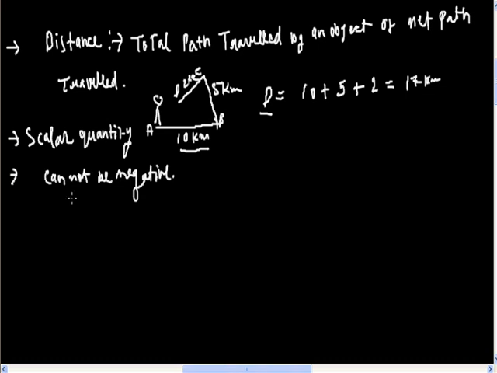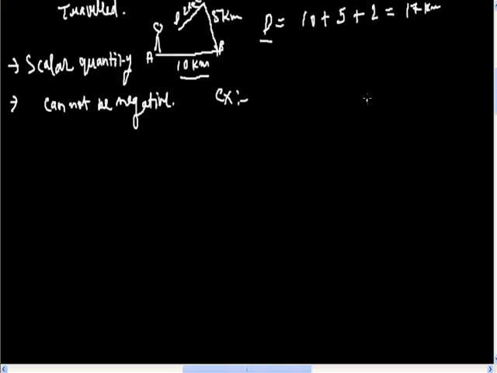Now we take one more example. An object moves in a circular path of radius r. Now you have to calculate the distance traveled by the object in one complete revolution. Point A, the initial point, it moves and comes again to A. Then the total distance is the circumference of the circle, that is 2 pi r. The net path traveled by the object is the total circumference. Therefore, the distance becomes 2 pi r.